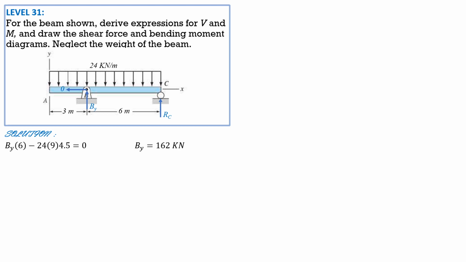Likewise, summation of moments about B equals 0. R sub C times 6 minus 24 times 9 times 1.5. The distance of the centroid horizontally from B is 1.5, since 4.5 minus 3 is 1.5. So R sub C is equal to 54 kilonewtons.